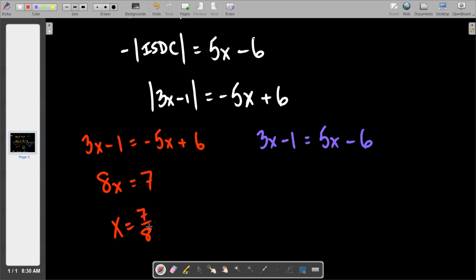And on the purple equation, I'm going to move the 5x over to the left, which is going to make 3 minus 5 is negative 2. And then I'm going to add the 1 across, and negative 6 plus 1 is negative 5. And then I'm going to divide by negative 2, which is going to give me x equals 5 over 2.